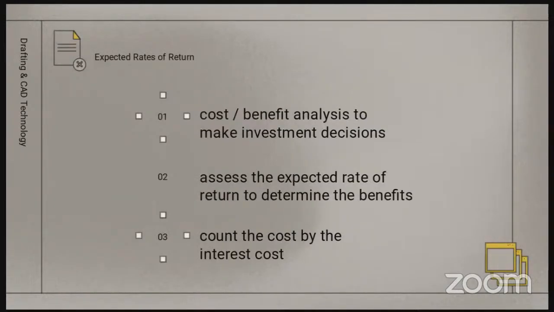Next is the expected rate of return, which is the expected profit. And here there are 3 steps for the expected rate of return. Step 1 is the cost-benefit analysis to make investment decisions. Step 2 is to assess an expected rate of return to determine the benefits. And step 3 is to count the cost, which is the interest cost.